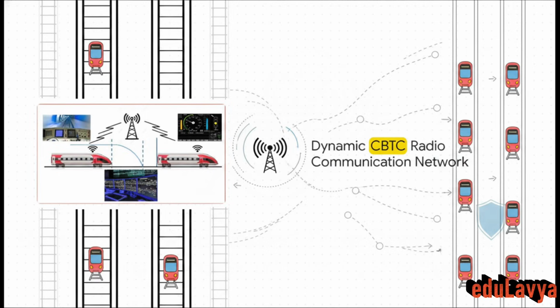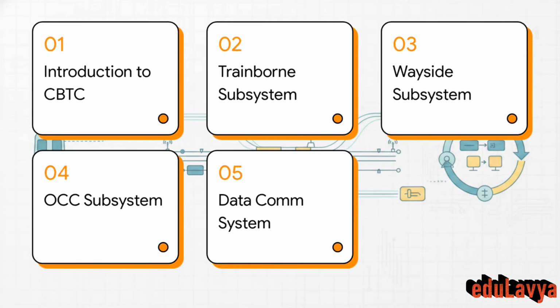Enter CBTC. It's a total game changer. By shifting to a dynamic, radio-based network, we can pinpoint a train's exact location in real time. What does that mean for us? It means we can safely shrink the distance, the headway between trains. We run trains more frequently, squeeze every ounce of capacity out of the tracks, and most importantly, totally eliminate collisions. Pretty amazing, right? So, here's our roadmap for today.